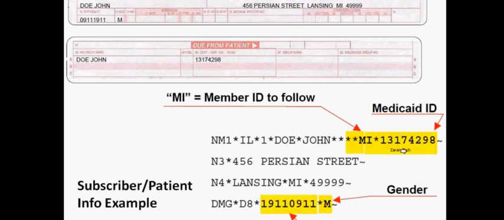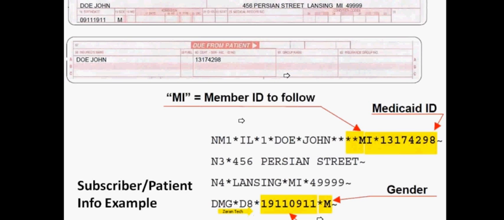Okay. And so the N3 and N4 is the address of this subscriber, where he lives, and then the demographic information is here. D8. D is for date, and 8 means the length of the data field is 8. For example, in some places wherever there is a range, a different qualifier is used. That means DR8 is used.